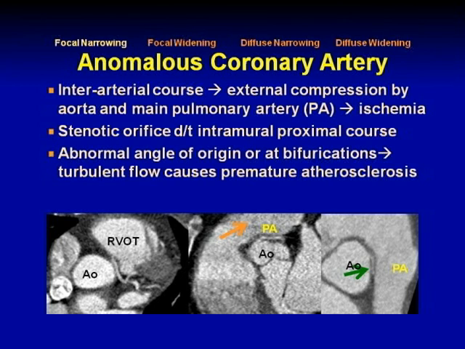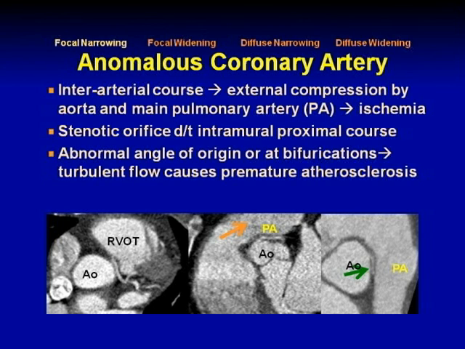So here's a patient. You can see a vessel coursing between the 2 main vessels. It branches into the left anterior descending and circumflex, so this is the left main coronary artery. The red arrow here is showing the pulmonic valve, and the vessel, you can see, is above that, between the aorta and the pulmonary artery, so that is definitely an interarterial course.